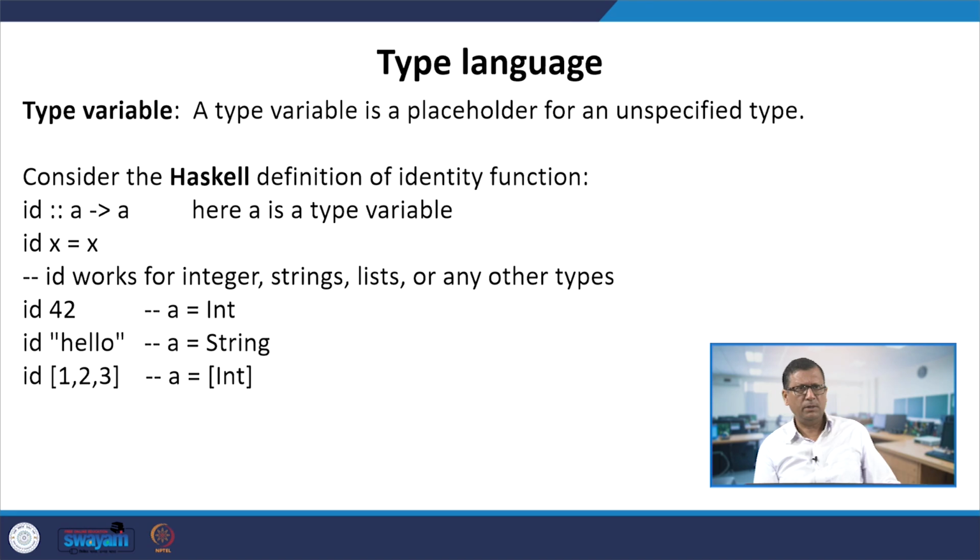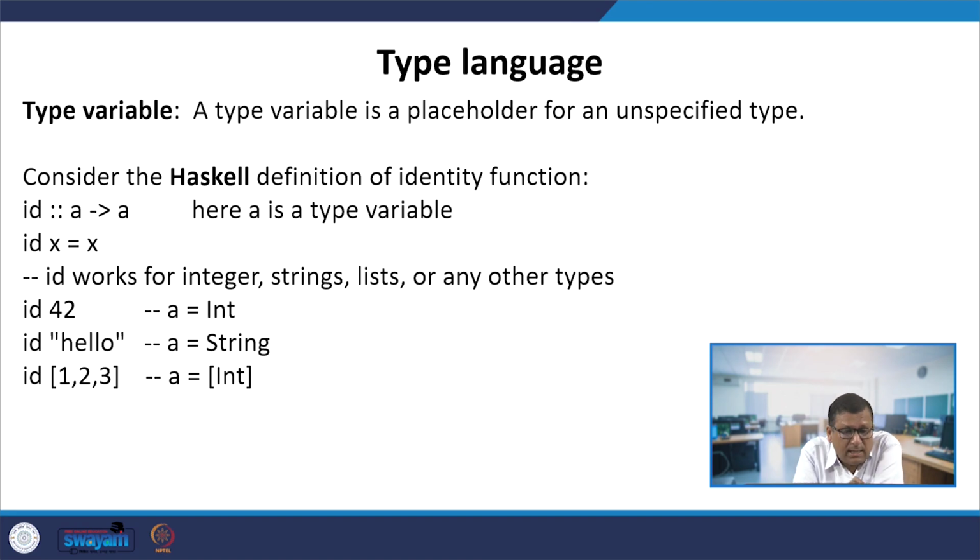Now, we introduce what is called a type variable. A type variable is a placeholder for an unspecified type. Just like if I say int x, that means x is a variable of type integer, that means x takes on a value of any integer. It can be 0, 1, minus 1 and so on, whatever the integer set is.